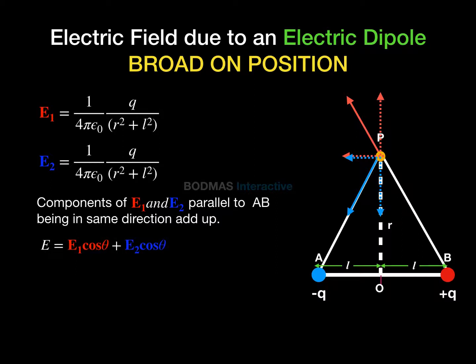So, the net electric field at point P will be the sum of the horizontal components that are parallel to AB in this situation, that is E is equal to E1 cos theta plus E2 cos theta. But E1 and E2 are equal in magnitude as we can see above. So, this becomes twice of E1 times cos theta. Now, if we substitute the value of E1 and put aside 2 cos theta, we get 1 upon 4 pi epsilon naught times q upon r square plus L square multiplied by 2 cos theta.